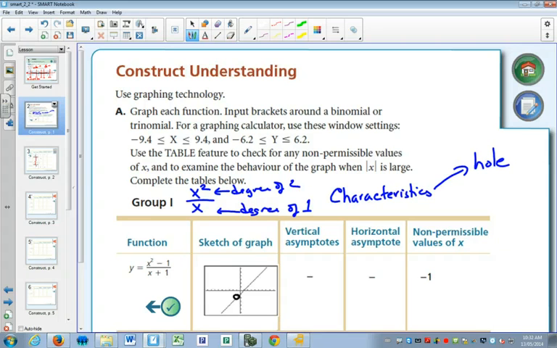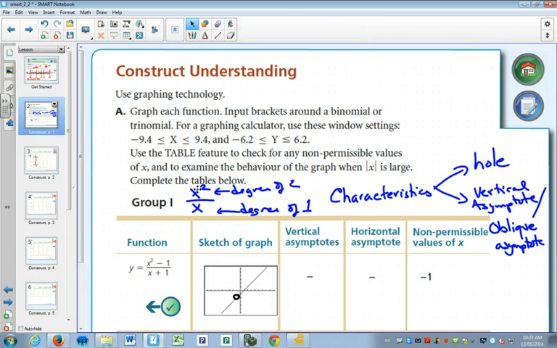Sometimes we got a hole in our graph, and sometimes we had a vertical asymptote. And with those vertical asymptotes, when we did have a vertical asymptote, we're also going to find that we have an oblique asymptote, and I'm going to explain what that is in a second.